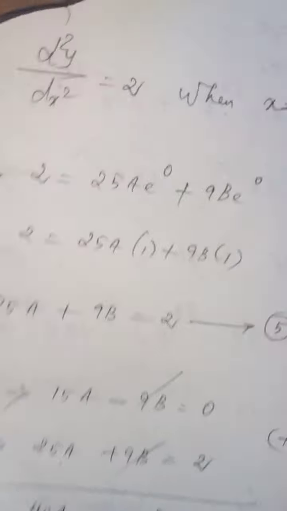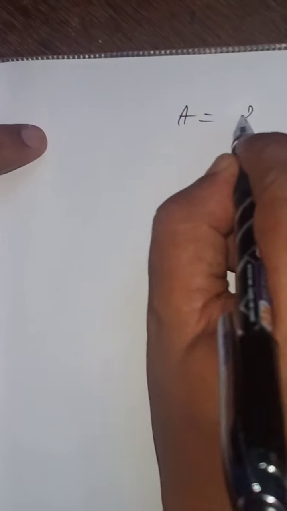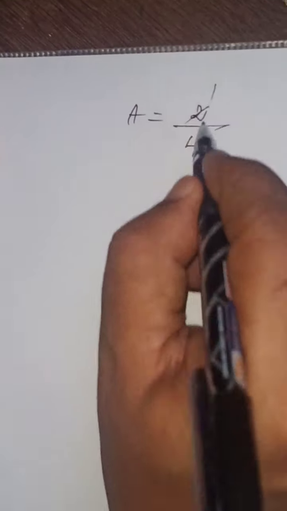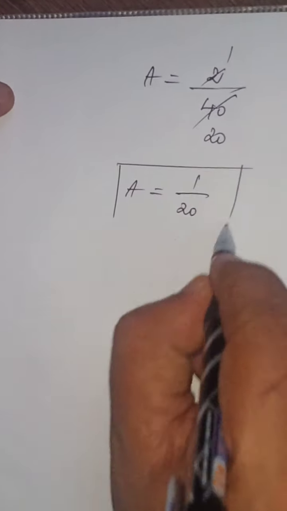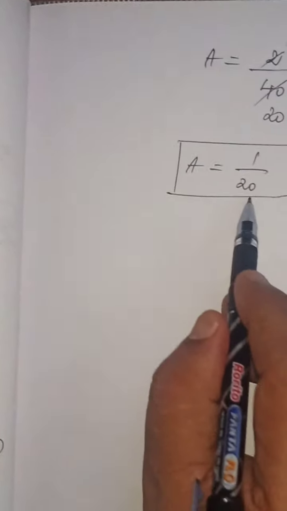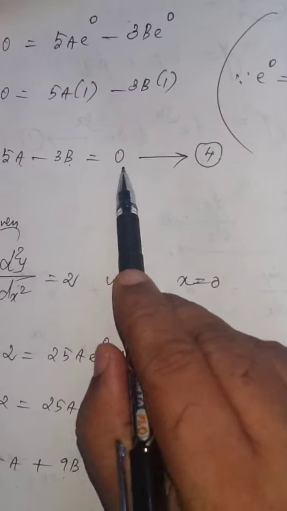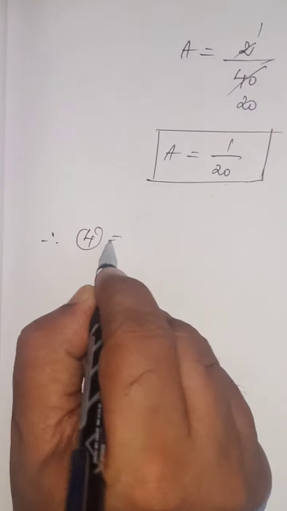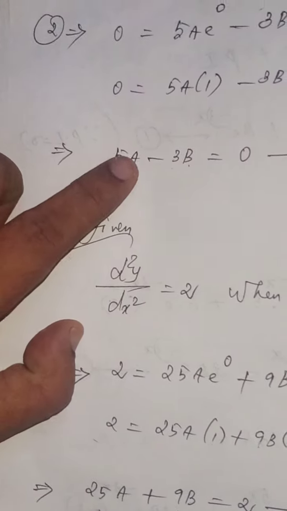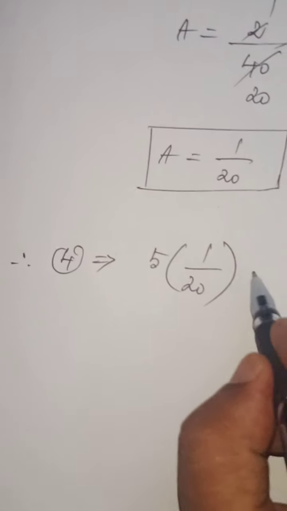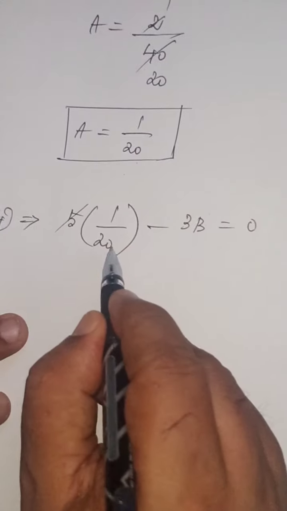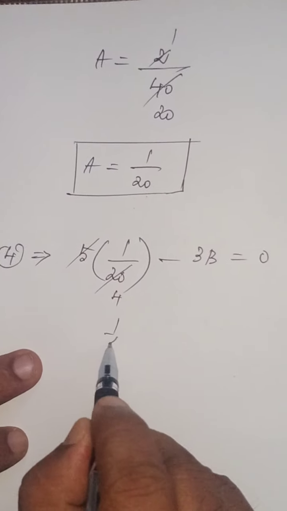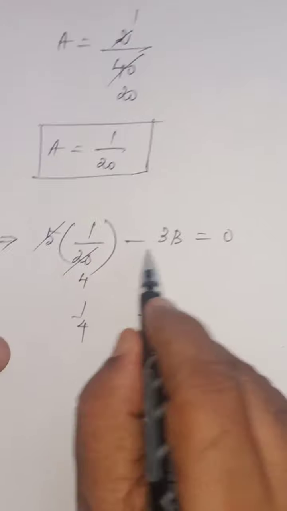We need the value of a. a equals 2 divided by 40. Correct? 2 table 1 time, 20 times. So I got the value of a, 1 by 20. Now substitute the value of a in equation number 4 or 5. I take equation number 4. Therefore, equation number 4 implies 5 into a value 1 by 20 minus 3b equals 0. 5 table can cancel how many times? 4 times.